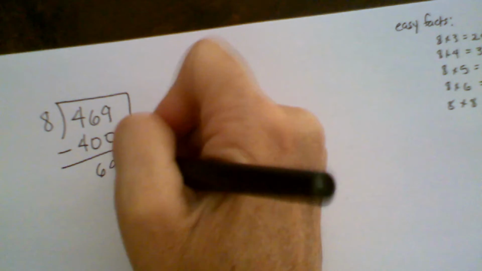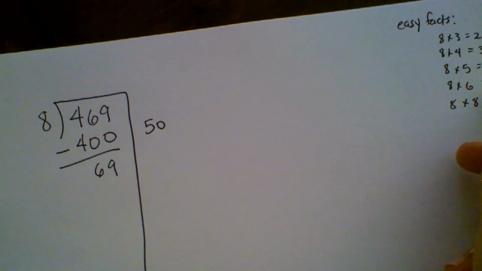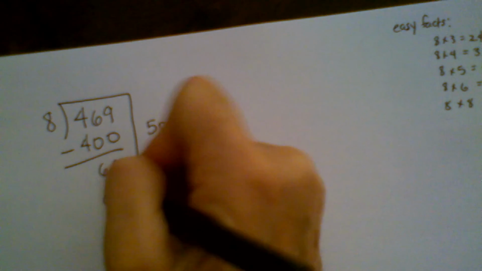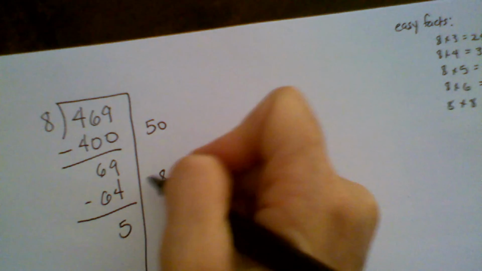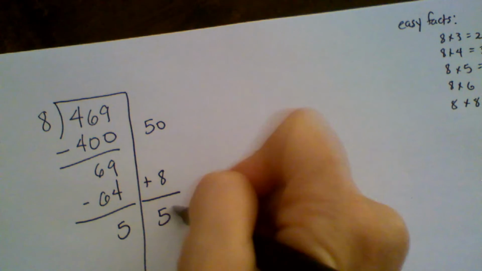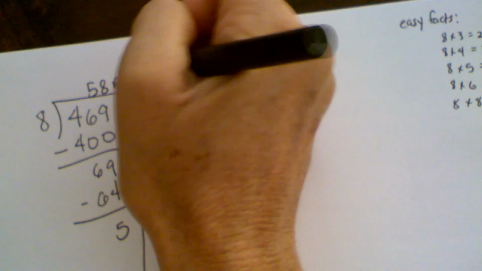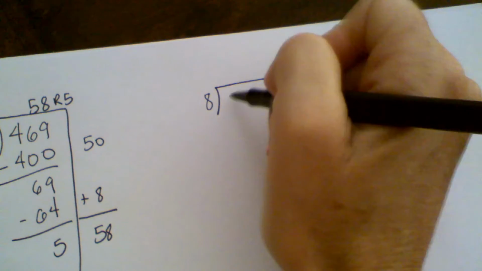So we're going to subtract, and we're going to get 69. And now we know that 8 times 8 gives us 64. So we're going to write down our 64. We're going to subtract, and we're left with 5. And that 5 is less than 8, so we can't go any more. We add up our partial quotients, and we get 58 with a remainder of 5.